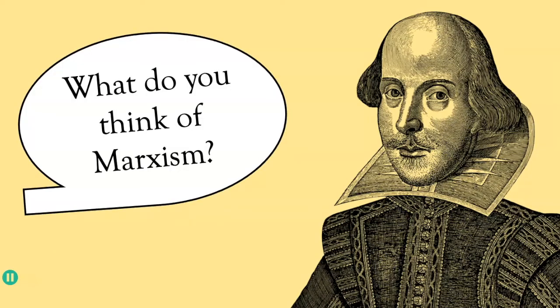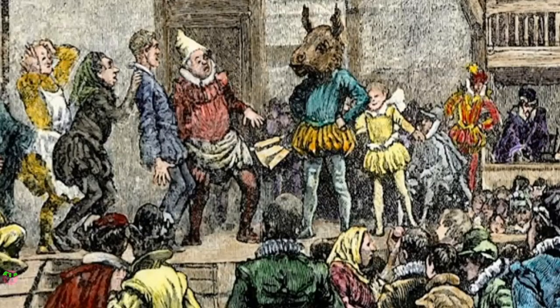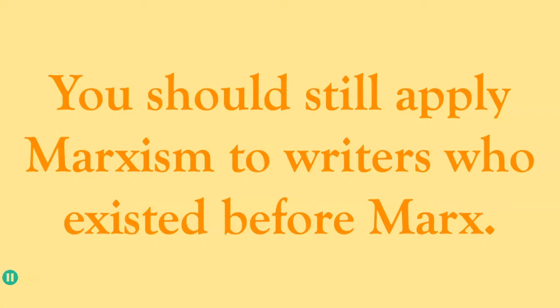Shakespeare, for example, never heard of the term Marxism. He never read the Communist Manifesto and would not understand its key terms. Similarly, not a single member of a contemporary Elizabethan audience would have been familiar with Marxist philosophy. To be clear, this doesn't mean that you should avoid applying Marxist theory to writers who existed before Marxism. On the contrary, it's a really great thing to do. Shakespeare's plays still reflect on class relations and class struggle, and it's perfectly acceptable for a modern reader to interpret these themes through a Marxist lens.